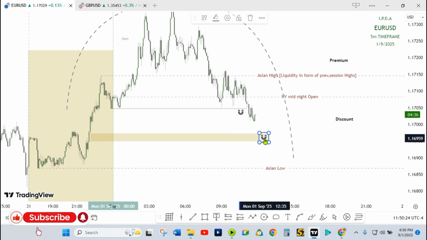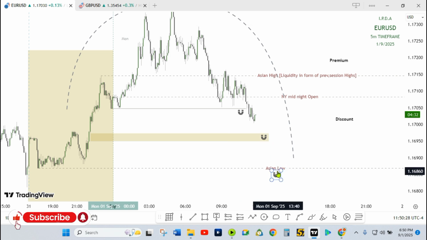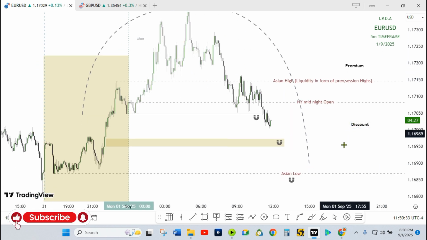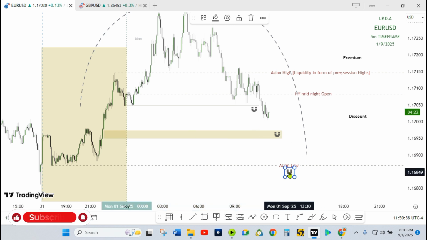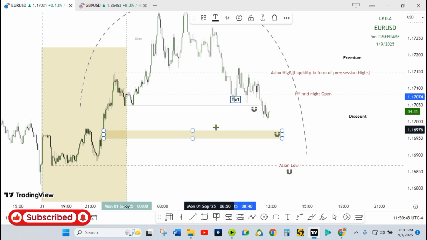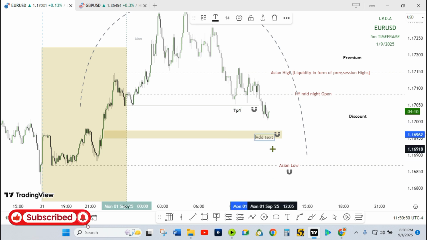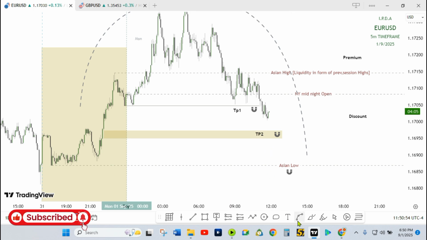And last, we have this Asian low as the next magnet. Price has to gravitate from the premium to the discount: specifically, this low, this gap, and this Asian low. That means you can set your take profit one there, take profit two inside the gap, and take profit three below the Asian low.